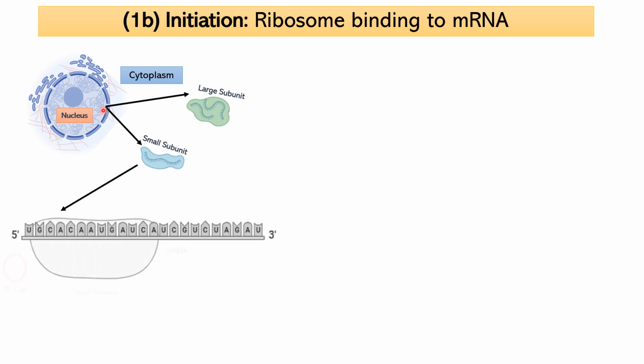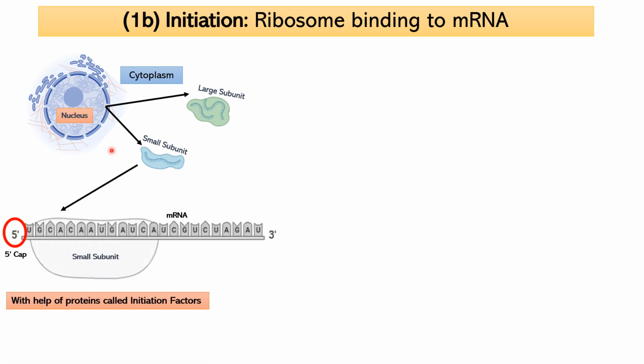What happens first is that the small subunits will start looking for mRNAs. Once they identify mRNAs, with the help of proteins called initiation factors, small subunits can bind to the 5' cap of the mRNA. And that is the start of translation.